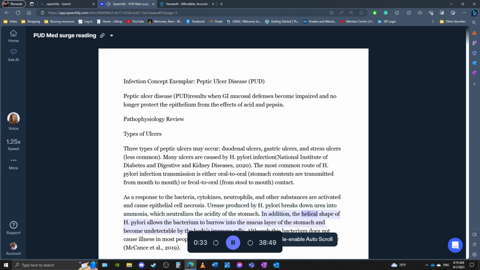In addition, the helical shape of H. pylori allows the bacterium to burrow into the mucus layer of the stomach and become undetectable by the body's immune cells. Although this bacterium does not cause illness in most people, it is a major risk factor for peptic ulcers and gastric cancer. Duodenal ulcers occur more often than other types.